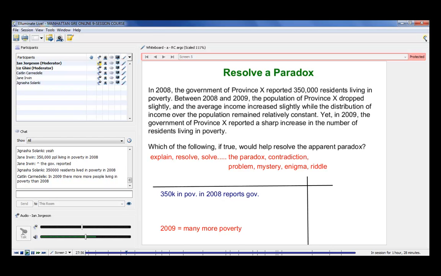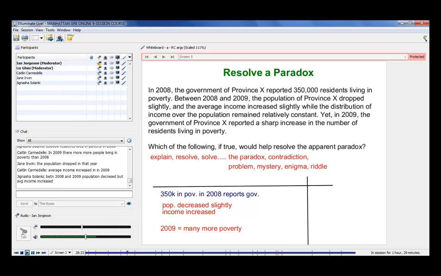So what other facts do we have that create this sort of contradiction? What do you guys think? What other facts do we have? Okay, so the population decreased slightly, income increased, and there's one more thing.